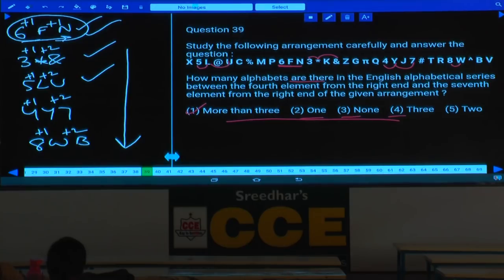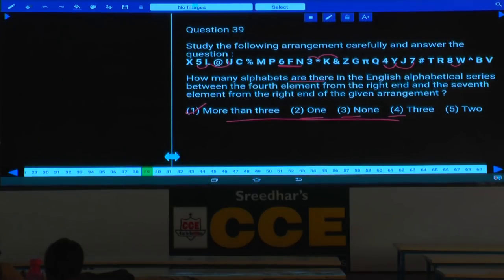Then question number 39. How many alphabets are there in the English alphabetical series between the fourth letter from the right and the seventh letter from the right? Tell me, what is the fourth letter from the right? 1, 2, 3 and 4. What is the fourth element here?